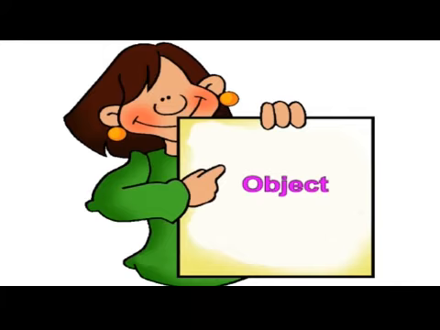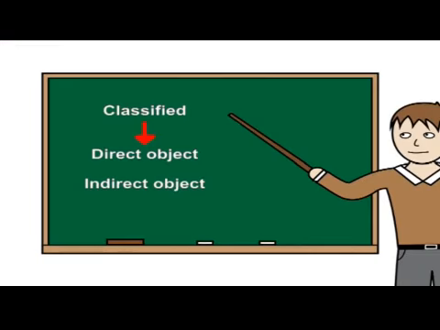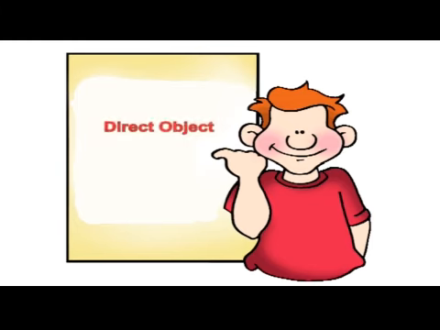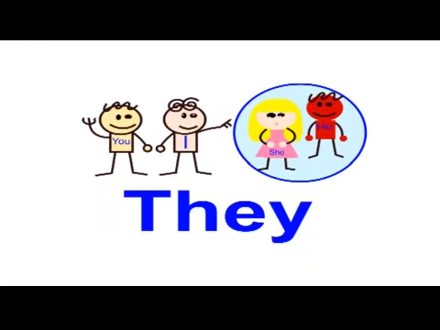Object. In a sentence, an object is as important as the subject. It describes the action of the subject. To define the sentences better, objects are classified into direct object and indirect object. Let us know about direct object. The direct object receives the action of the sentence. The direct object is usually a noun or pronoun.